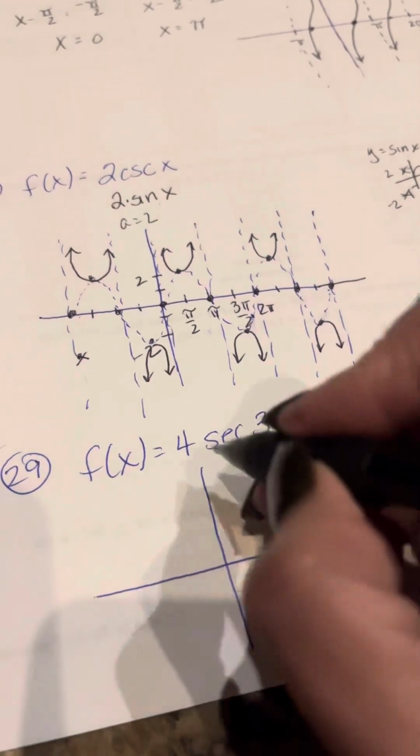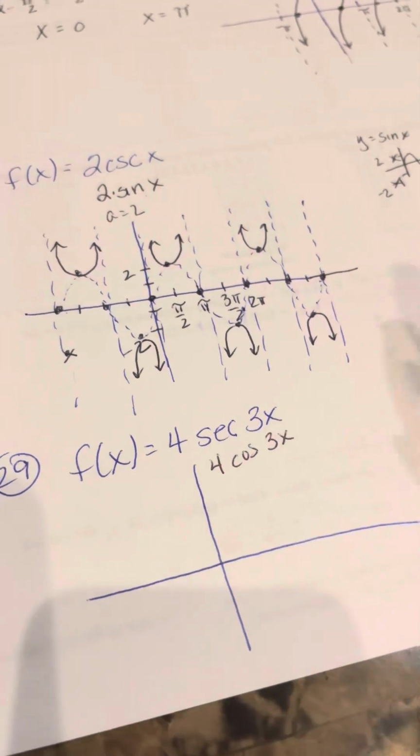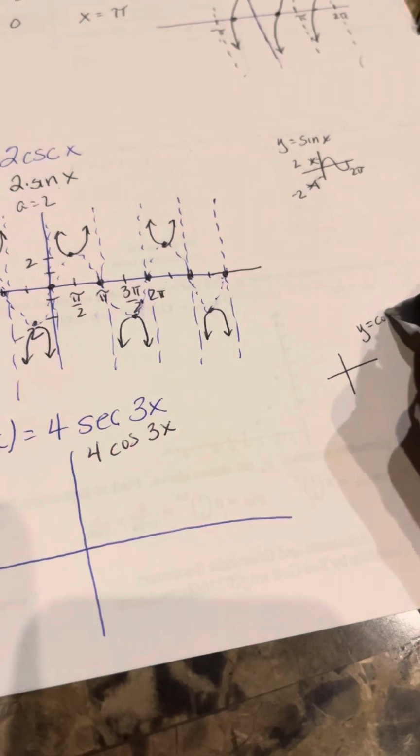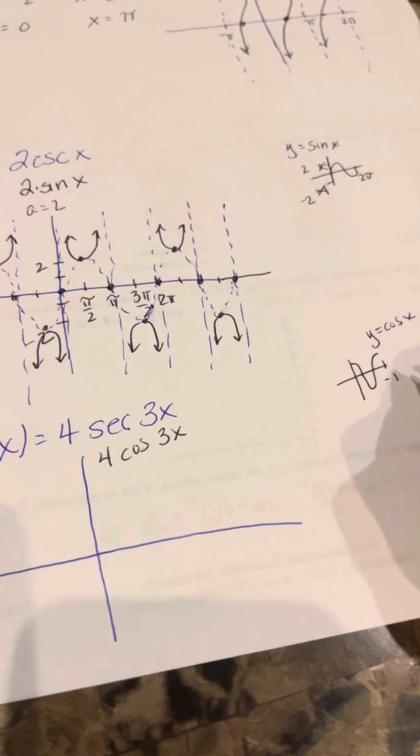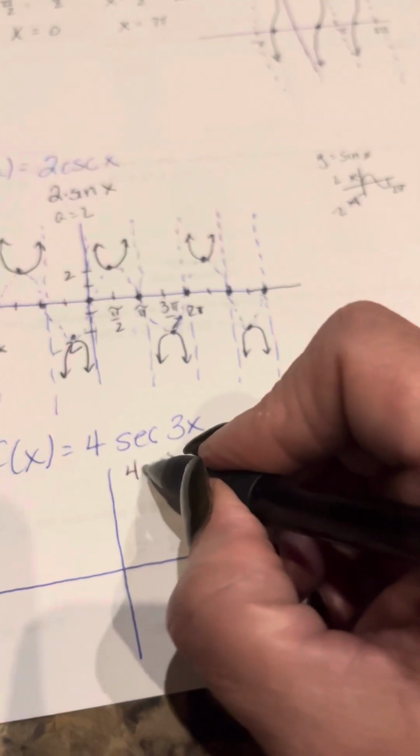And then the last one is number 29. So this is a secant, so we're going to graph 4 cosine 3x. So my original parent or toolkit function would be y equals cosine x, which would start up at 1, go down to negative 1, and go out to 2 pi. The 4 here is a, so again, my amplitude is going to go up to 4, down to negative 4.